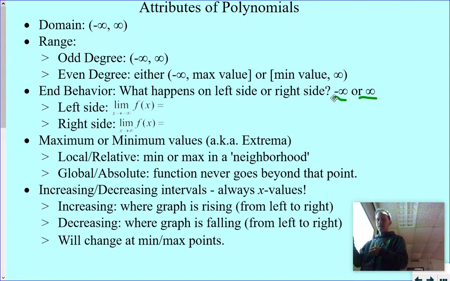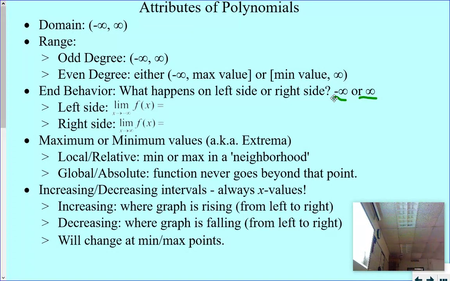And by the way, the grand term for all of those things together is called extrema, or extreme values. And the last thing, once you know your minimum and maximum values, is increasing and decreasing intervals. And again, it's just what it sounds like. If the graph is increasing, it's rising from left to right. If it's decreasing, it's falling from left to right. And it's going to change from increasing to decreasing at a minimum or maximum value.